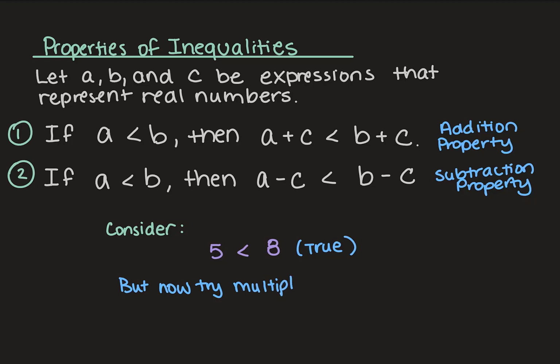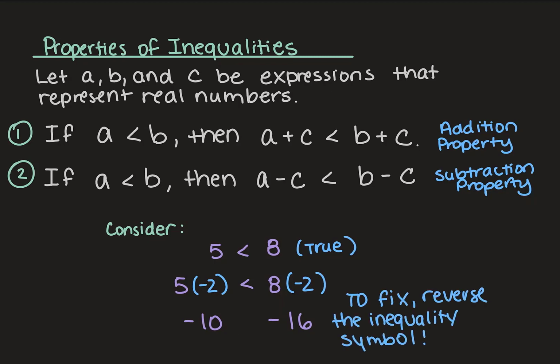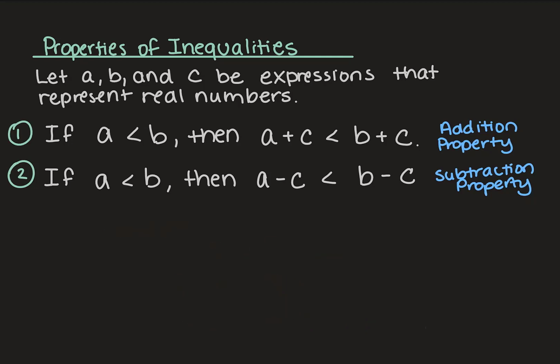But now let's try multiplying both sides by negative 2. We have 5 times negative 2 is less than 8 times negative 2. Simplifying gives us negative 10 is less than negative 16, but this is not true. Negative 10 is not less than negative 16. So in order to fix this, we just need to reverse the inequality symbol. Now the inequality is true. And we'll have to take this into consideration for both the multiplication and division properties.